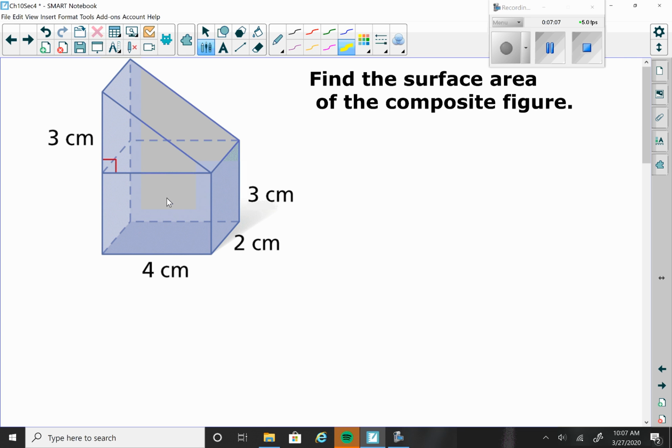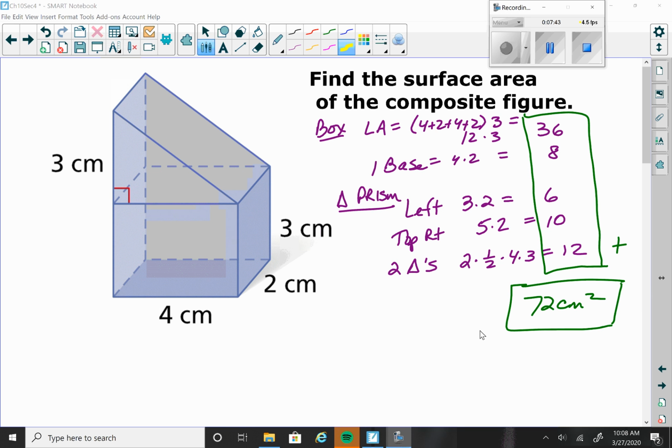So for my box at the bottom, the rectangular prism, I would do the lateral area and just have the one base, right? Because there's no top on that box. For my triangular prism, I would have the triangle in the front, the triangle in the back, the rectangle on the left side, and the rectangle on the right side. Again, there's no bottom to that triangular prism. So I'd like you to go ahead and see if you can come up with the surface area of this composite figure. Again, make sure you're showing work and labeling it so we know what matches up with what. So again, pause your video here and do your calculations.